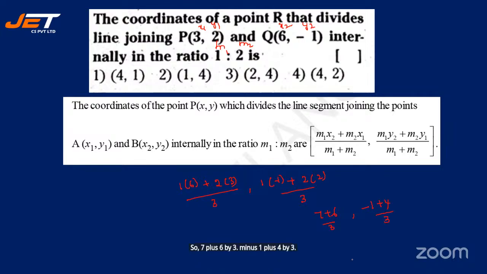So once again, m1 into x2 is 6 plus m2, 2 into x1, 3. So it is 6 plus 6, not 7. 6 plus 6 becomes 12. 12 by 3 is 4, comma, 4 minus 1 is 3, 3 by 3 is 1. So your answer must be option (4, 1).